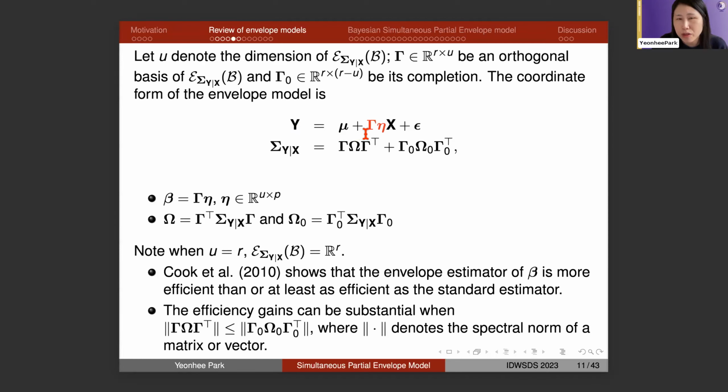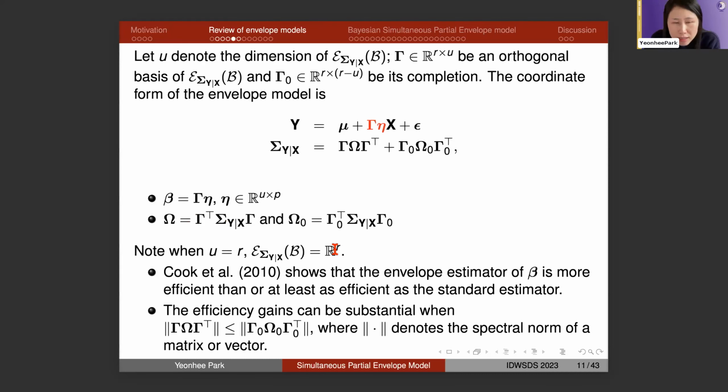Y is mu plus gamma eta x plus epsilon. So now beta is replaced by a function of the basis gamma for some matrix eta. So eta carries the coordinates of beta with respect to the basis gamma. Also, sigma y given x is decomposed into two variabilities written as omega and omega 0, and omega and omega 0 carry the coordinates of sigma with respect to gamma and gamma 0.